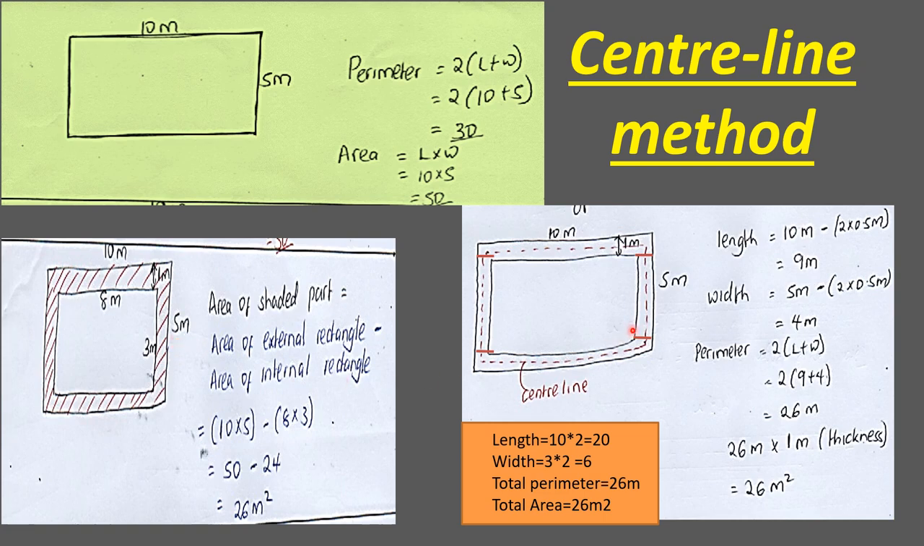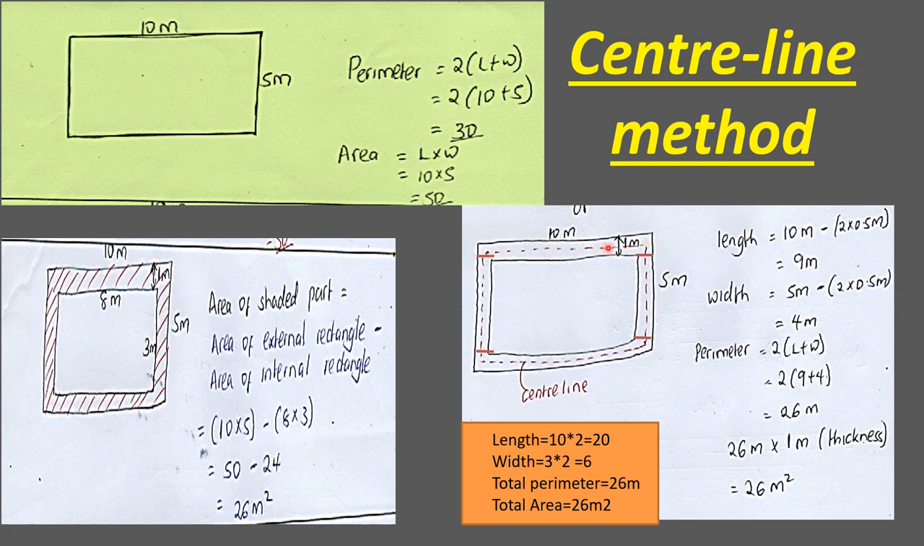Now that is where I want to introduce you to this other rectangle here. It's the same one, just like this one. We have it here. We have 10 meters by 5 meters external, and the thickness is 1 meter. When we want to pay a contractor for constructing this wall, we shall measure from here up to here.